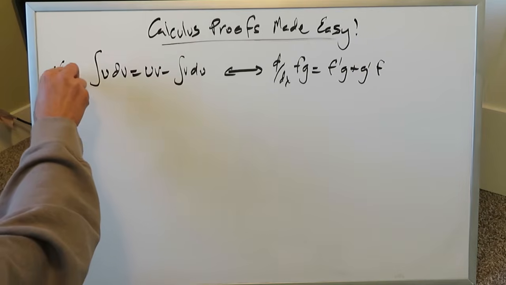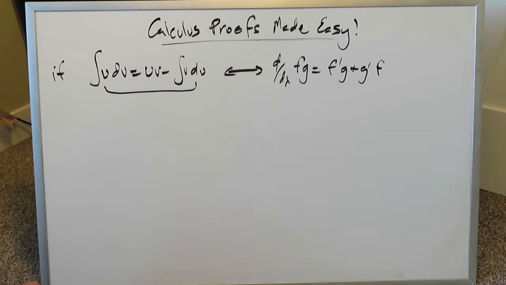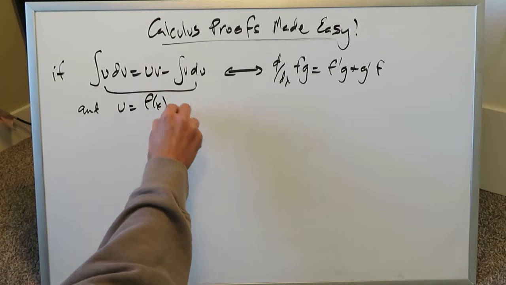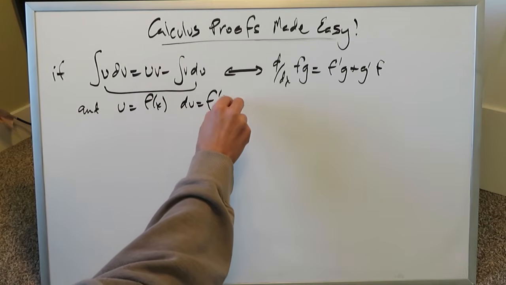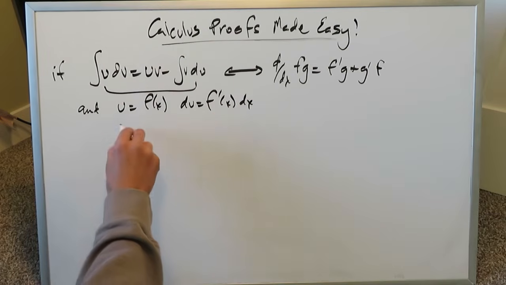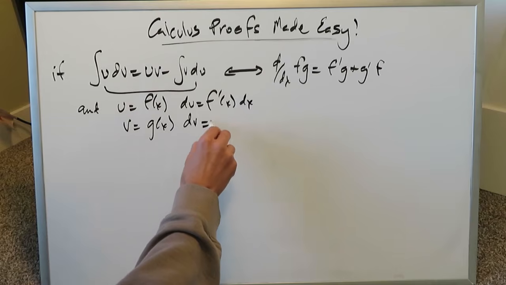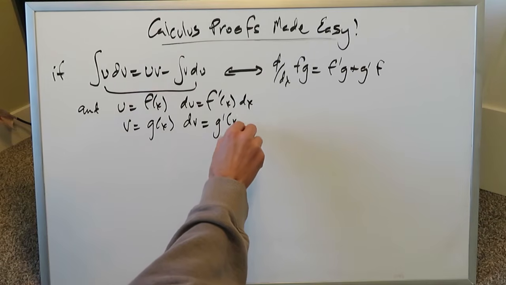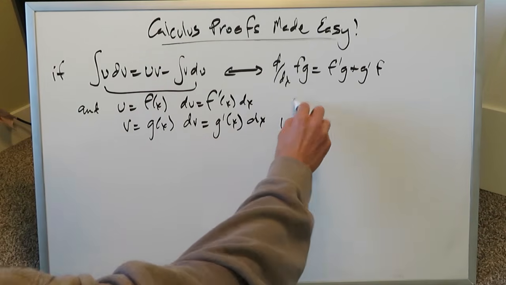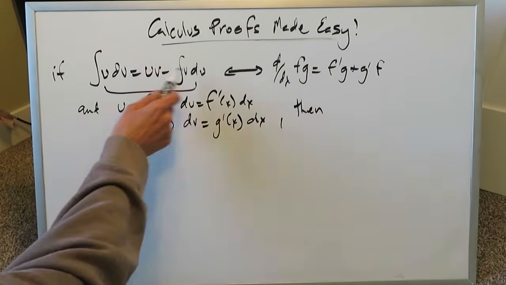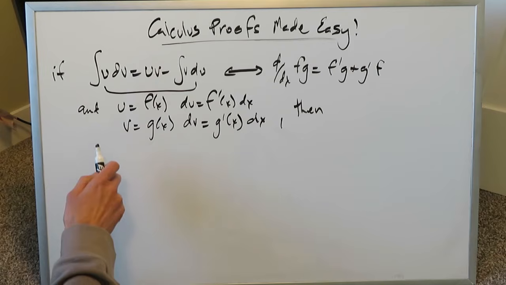If this is what we're starting with, everything right over here, and we know u is equal to f of x, du is equal to the derivative of that f of x dx, v is equal to g of x, and the derivative with respect to v is equal to the derivative of g of x, of course. And this is us proving this relationship over here.